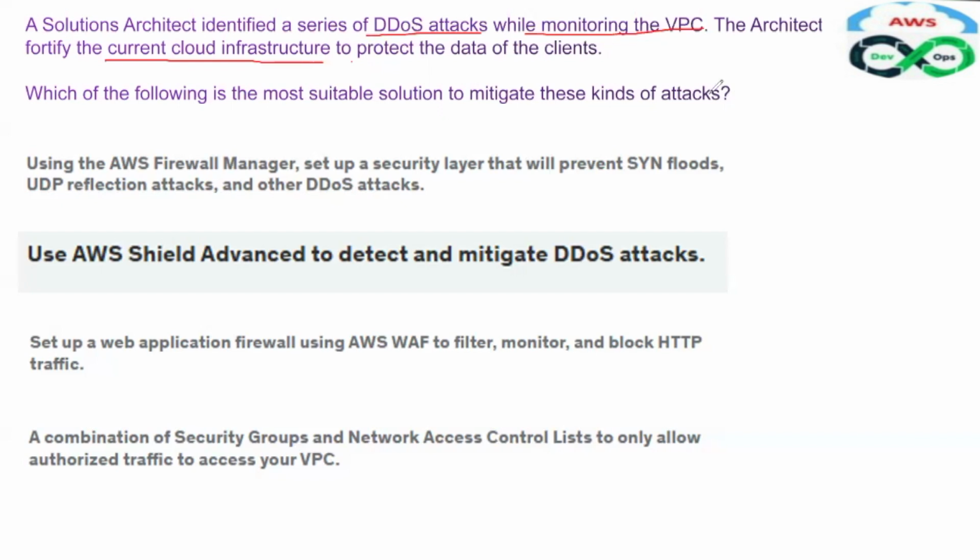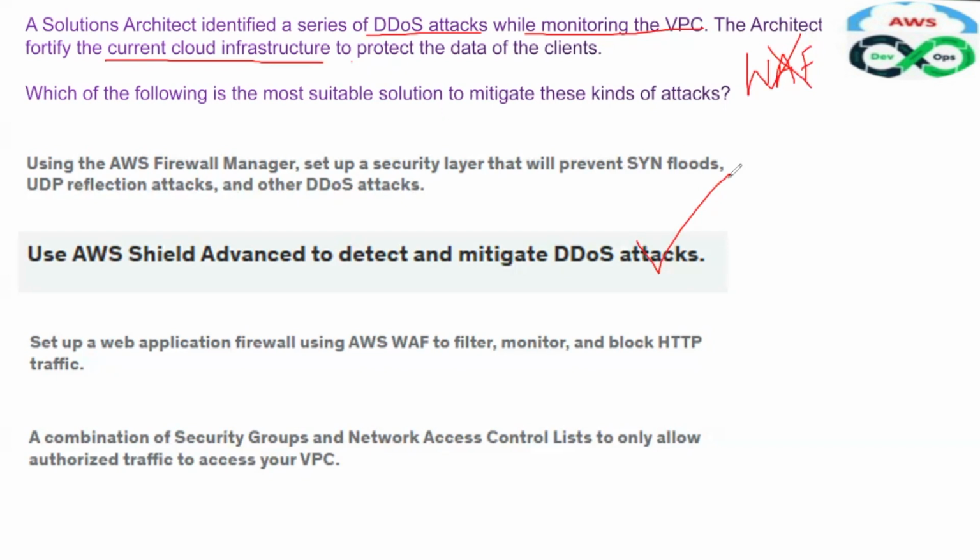So since website or web application is not specifically mentioned here, WAF is ruled out. You cannot select WAF here. WAF means a web application should be coming into the picture. Here it is only the DDoS attack. So the answer we can straight away narrow down to Shield. So this is the correct answer: use Shield Advanced to detect and mitigate DDoS attacks.